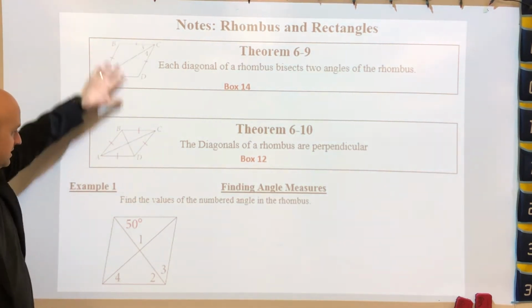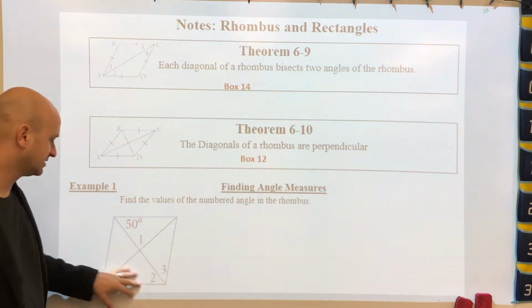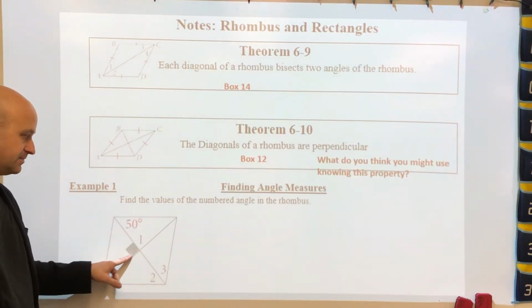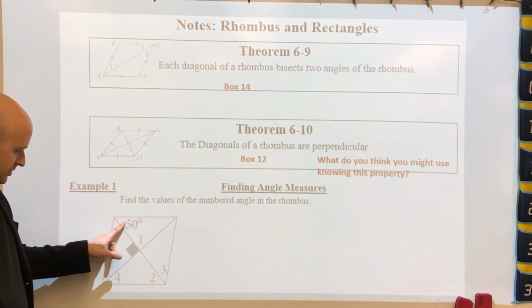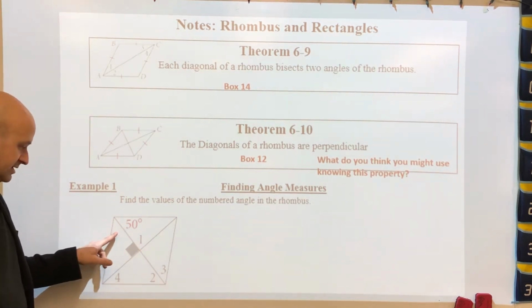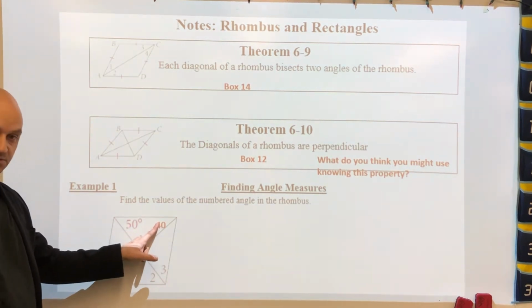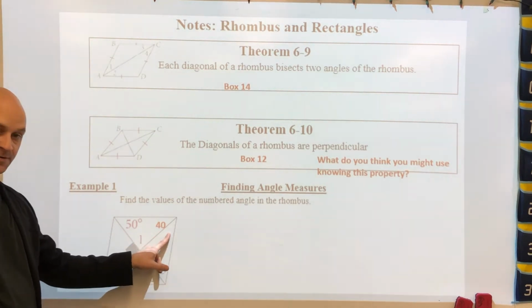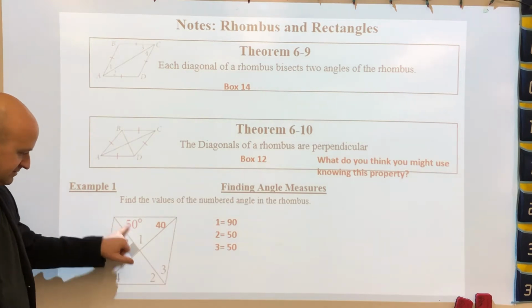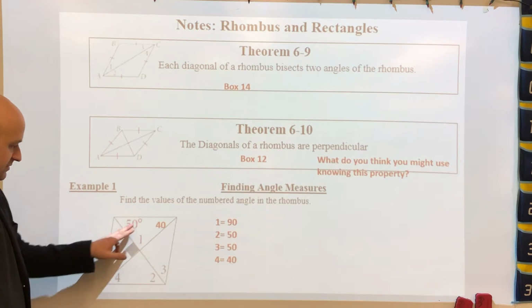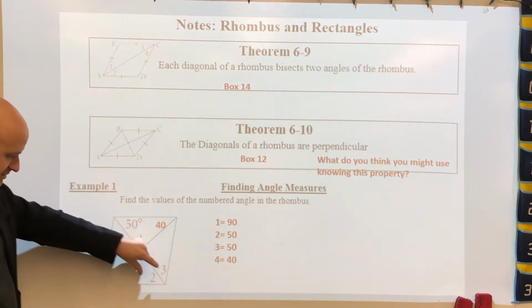Okay? So using these two, we can do a problem such as this. So we know that all the intersections of a rhombus are going to be 90 degrees. Okay? And then we know that this is going to be the same as this. So if this is 90 and this is 50, that means this has to be 40. So if this is 40, this has to be 40 as well. Okay. And if this is 50, this is going to be 50, and then this will be 50. So if that makes sense, these two are 50, these two are 50.